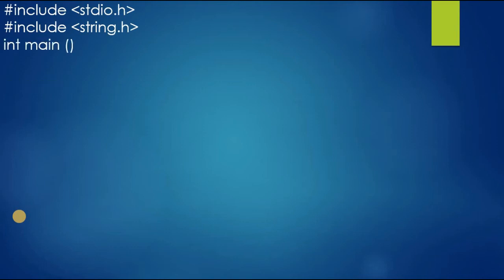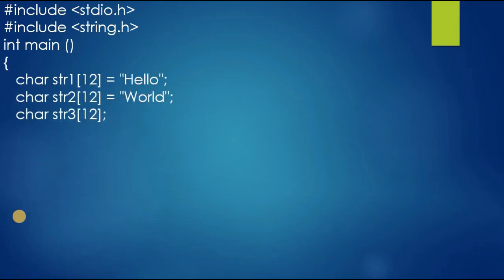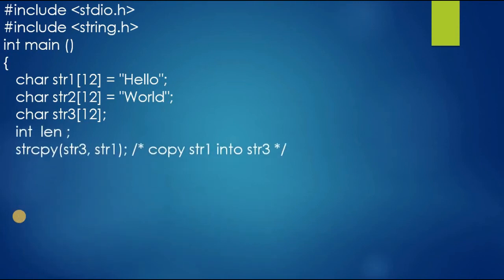Then we declared a main function. Inside the main function we wrote character string arrays. Our first array str1 of size 12 is equal to "hello", then the second array str2 is equal to "world", and the third character array str3 is of size 12. We declared three character arrays here. Then we declared an integer variable len. Then we used our first function, strcpy, which will copy the character strings.